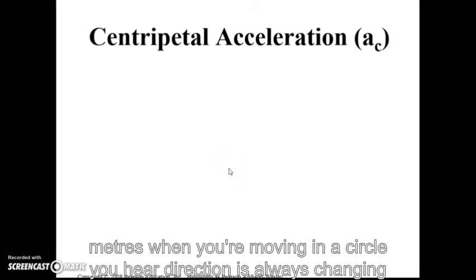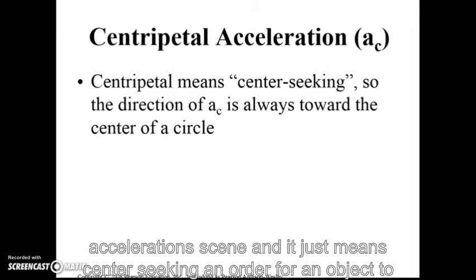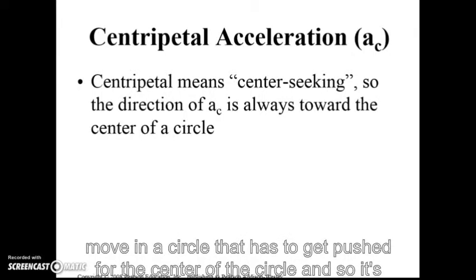So when we're moving in a circle, even if we keep a constant speed of, for example, 5 meters per second or 20 meters per second, your direction is always changing, and therefore you are accelerating. And we call that centripetal acceleration. The symbol is a with a little c. It just means center seeking, because in order for an object to move in a circle, it has to get pushed toward the center of that circle.